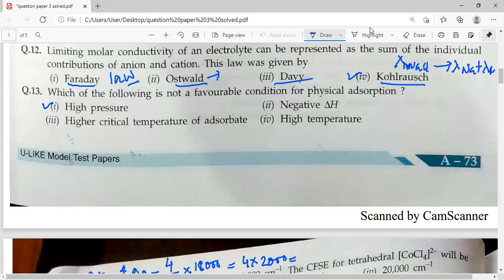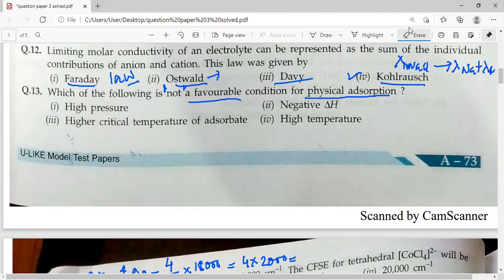Now, my dear students, we have the next question. Which of the following is not a favorable condition for physical adsorption? Please understand, my dear students, here they have mentioned not favorable. So here I have marked the answer which is favorable, but please remember, the question asks which of the following is not a favorable condition for physical adsorption.